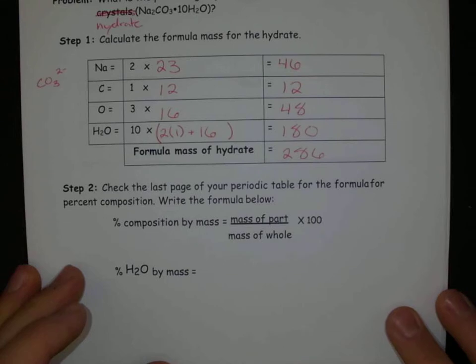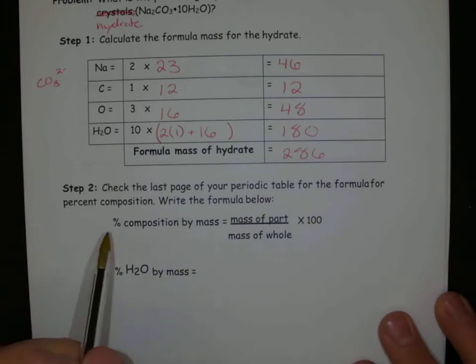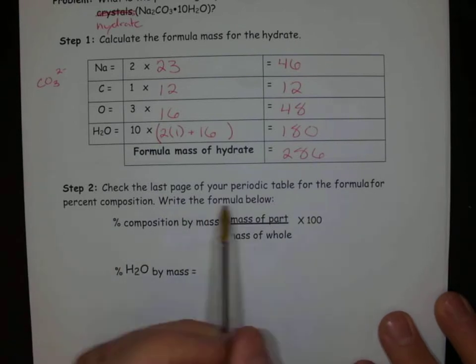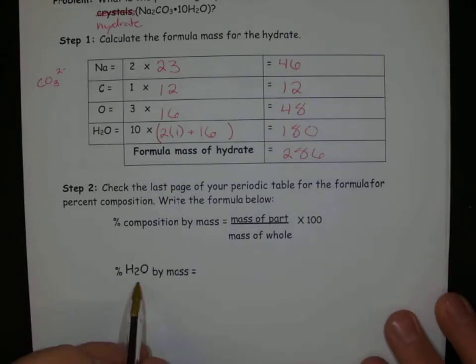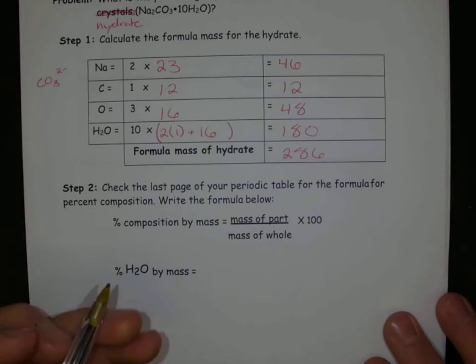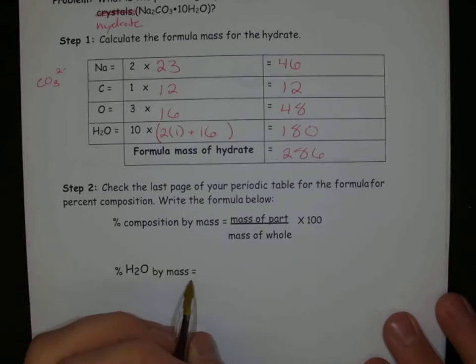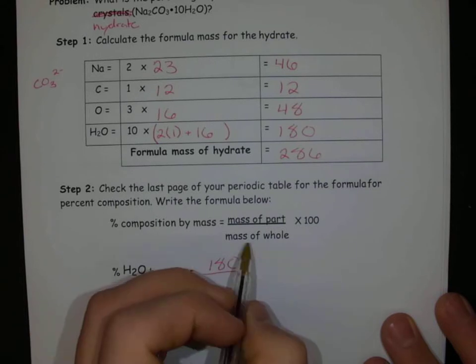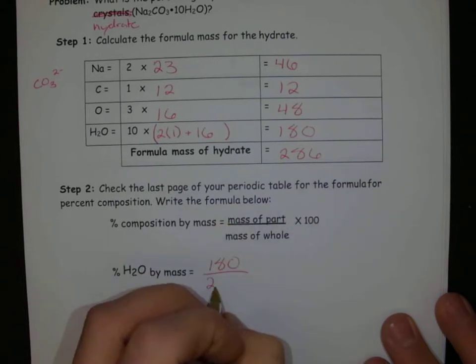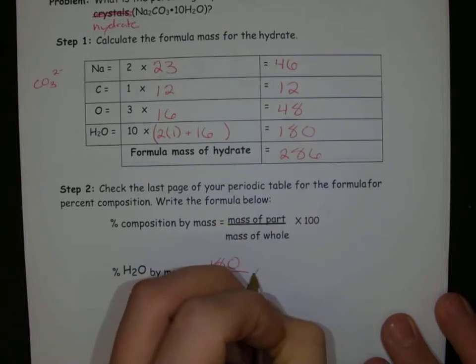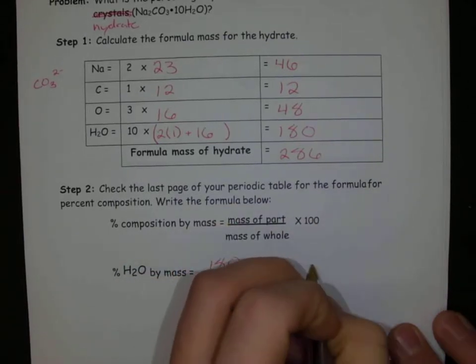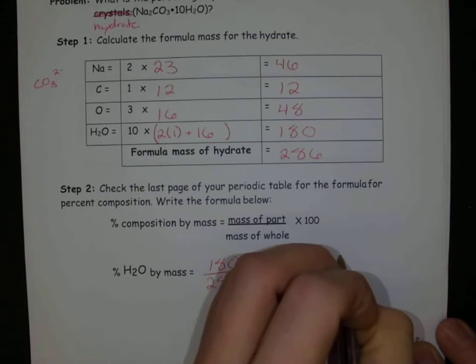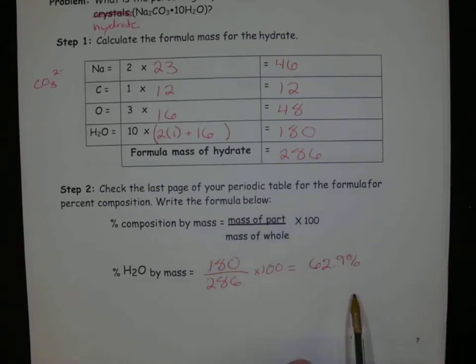Okay, so then we can look at our percent composition, look at our formula. We're going to do percent of water by mass. Okay, so our mass of water in this was 180. And then our total is 286. And then we're going to multiply it by 100, and that gives us 62.9%. That if we measure this out, 62.9% is actually just water in there, okay?